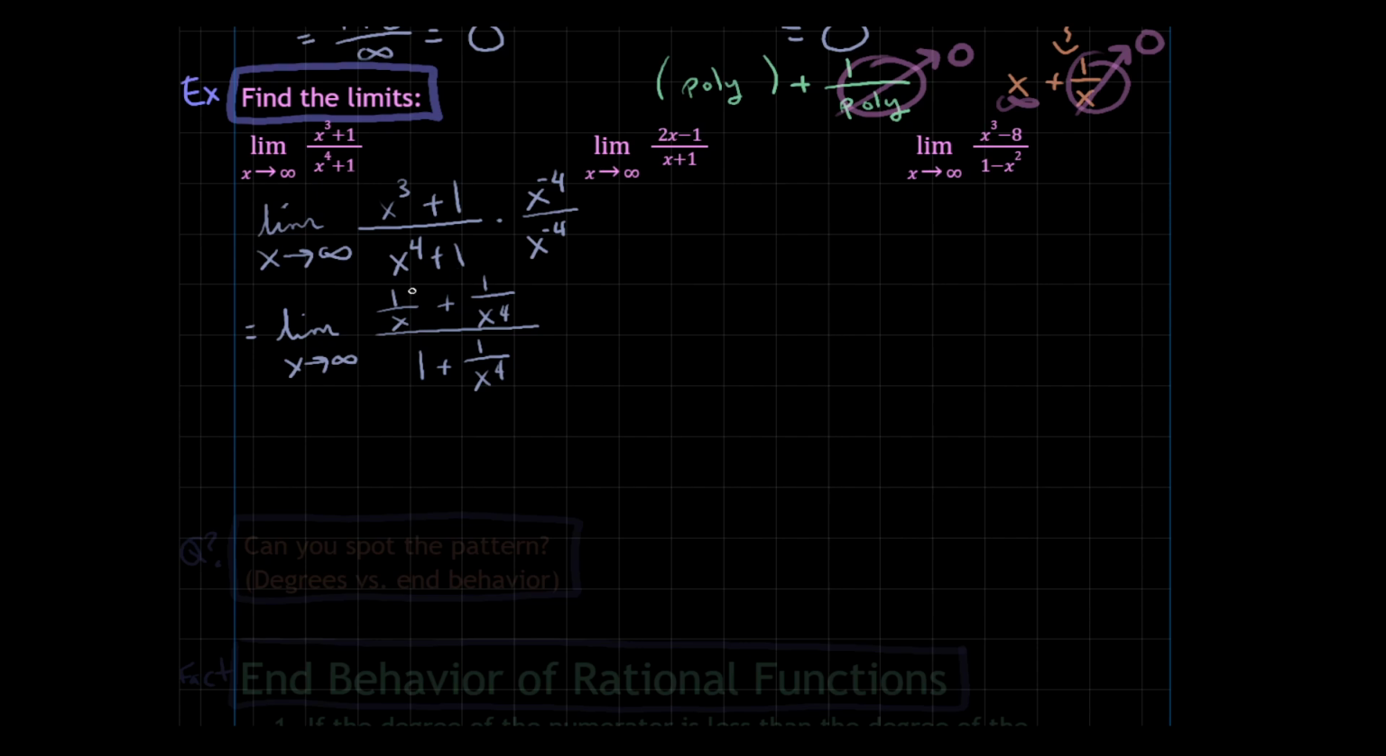Let's see, so what happens? This part will go to 0. This part will go to 0. This is still 1, no matter what x is. And then this one goes to 0. So overall, what's happening is we have 0 plus 0 over 1 plus 0. And what's that? Big fat 0. Right, so this one turned out to be 0.